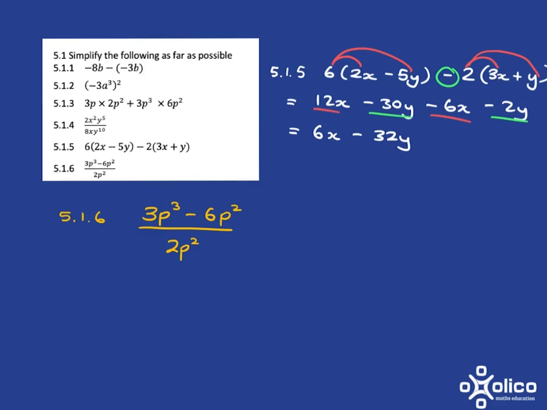Okay, for this one, again, I've got to use my distributive law. So let me go ahead and write it out. This 3p cubed has to be divided by the 2p squared, and then the 6p squared also has to be divided by the 2p squared. This will cancel with that, leaving p. Here, p squared cancels with p squared, 2 cancels with 6, leaving 3. And so what you're left with is 3p over 2 minus 3.